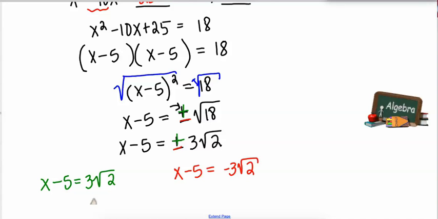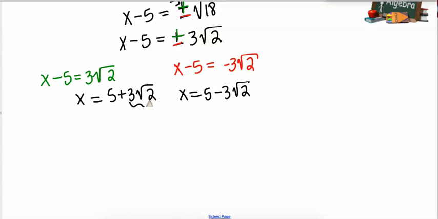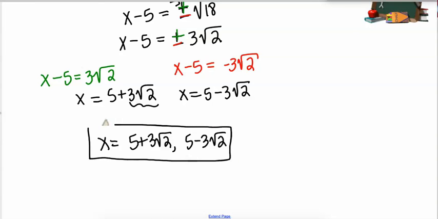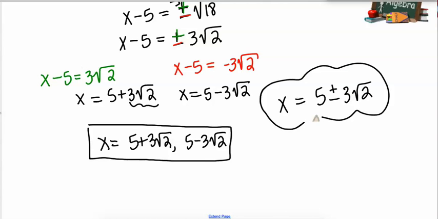We'll add 5 to both sides, and we get x equals 5 plus 3 times the square root of 2, and x equals 5 minus 3 times the square root of 2. Now these values, 3 times the square root of 2, are connected by multiplication. You'd have to do that multiplication before you can add. So our answer just remains 5 plus 3 times the square root of 2 and 5 minus 3 times the square root of 2. And those are our two solutions. Some people will write them like this: x equals 5 plus or minus 3 times the square root of 2, and that is also allowed.